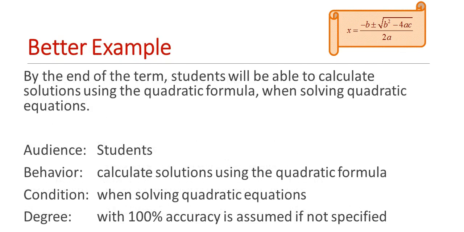A better example would be as follows. By the end of the term, students will be able to calculate solutions using the quadratic formula when solving quadratic equations. Here the audience is students. Behavior, calculate solutions using the quadratic formula. Condition, when solving quadratic equations. Degree, again, it's not stated, so it means 100% accuracy.